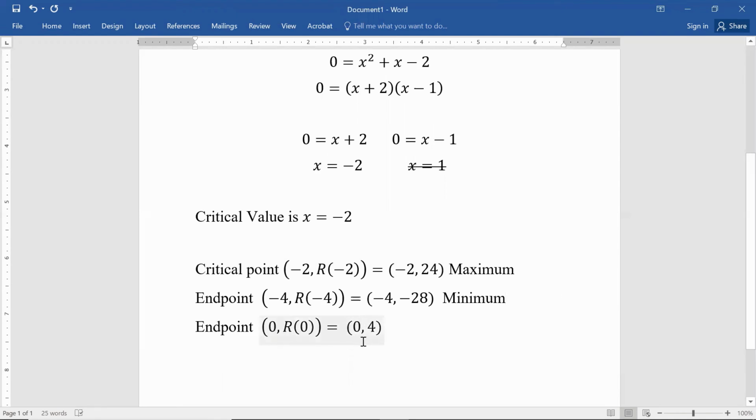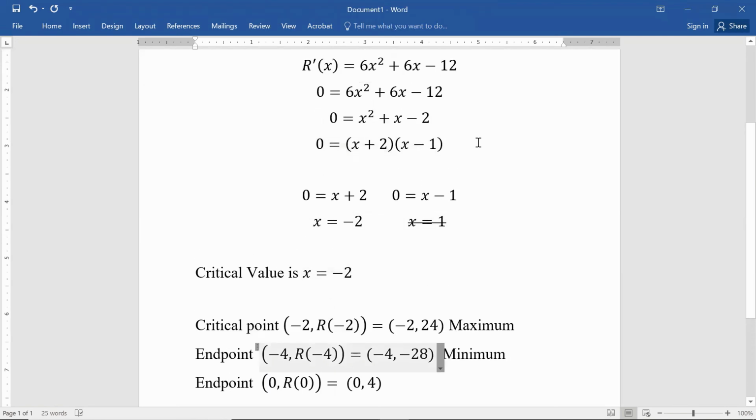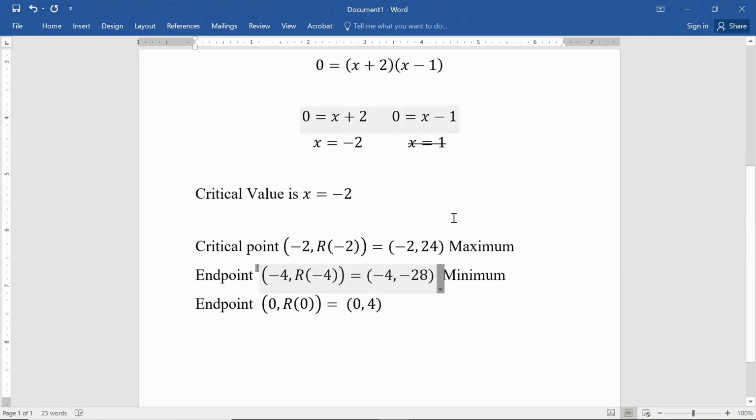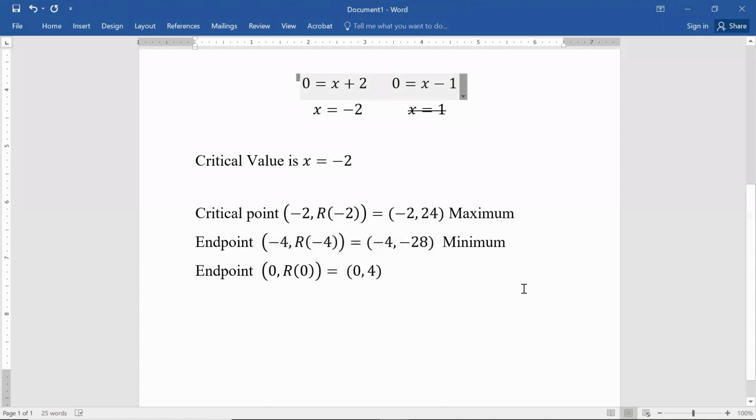Now, (0, 4) gets left out. It's neither the maximum nor the minimum. So don't be thrown off: not every point is going to be a maximum or a minimum. In fact, you could imagine we could have lots and lots of different critical values, and we could find a couple of endpoints, and only one gets to be the maximum or one gets to be the minimum unless there's a tie.